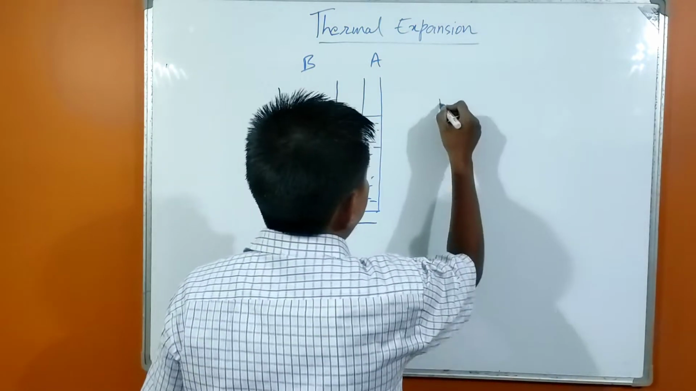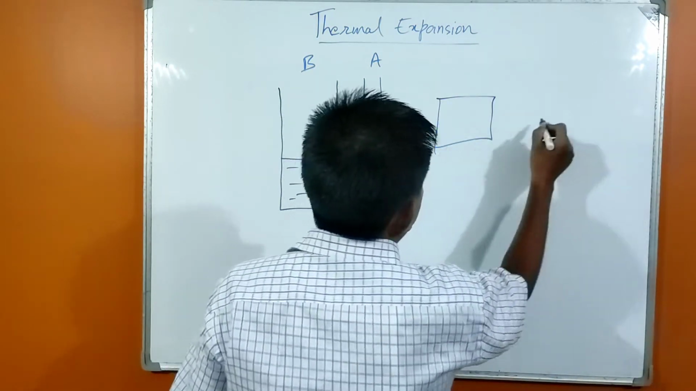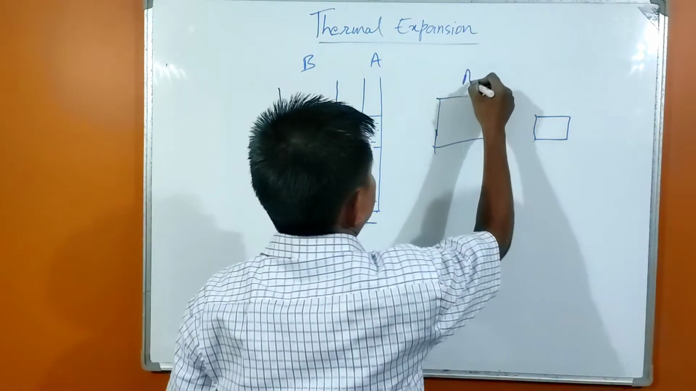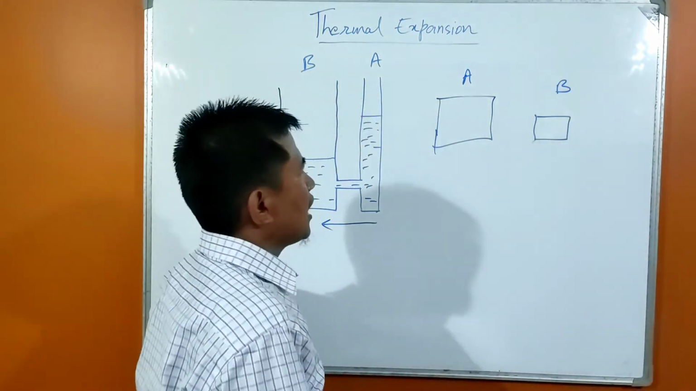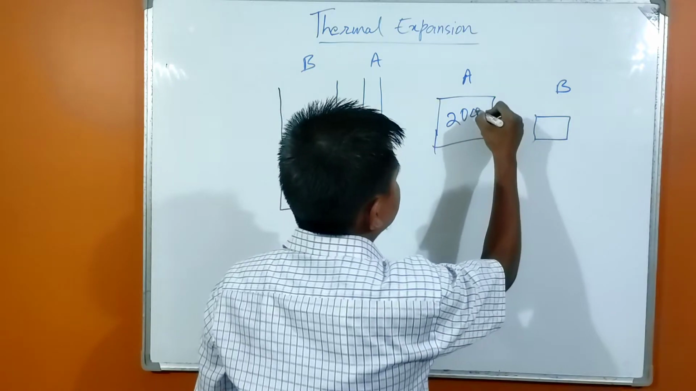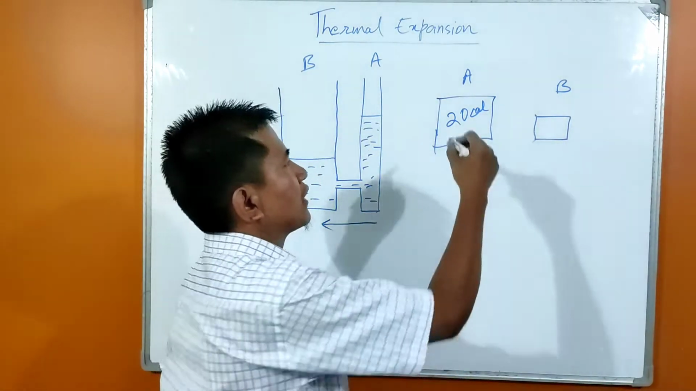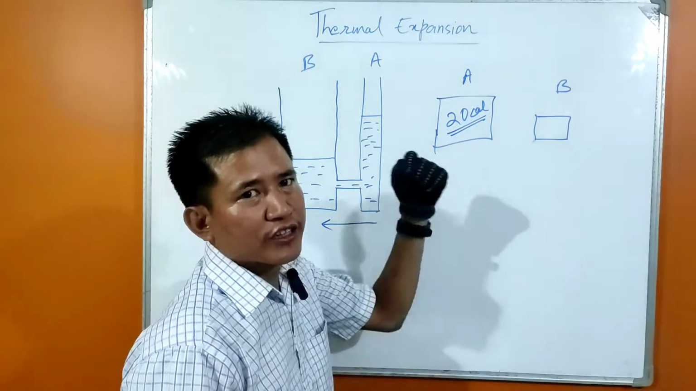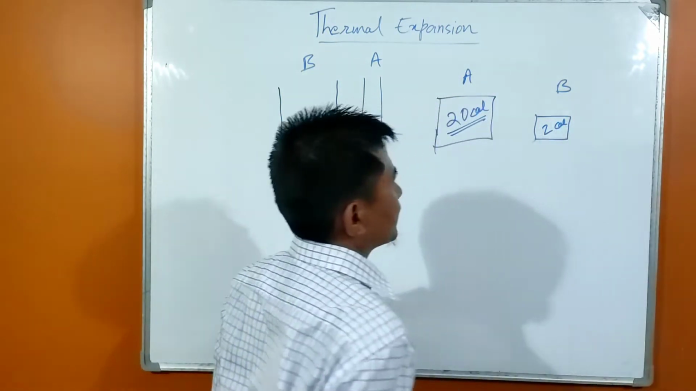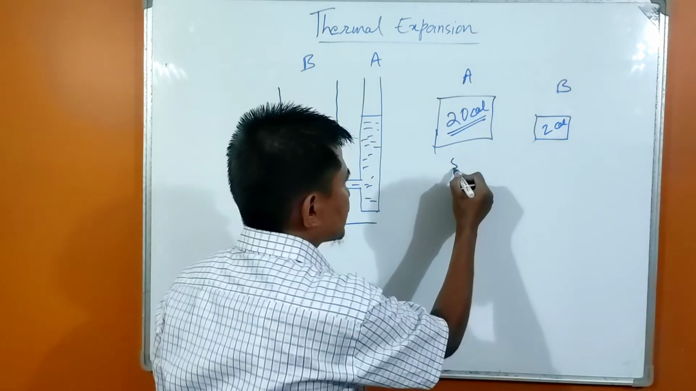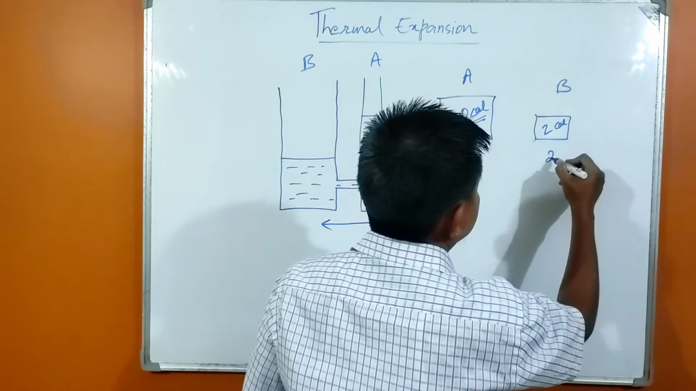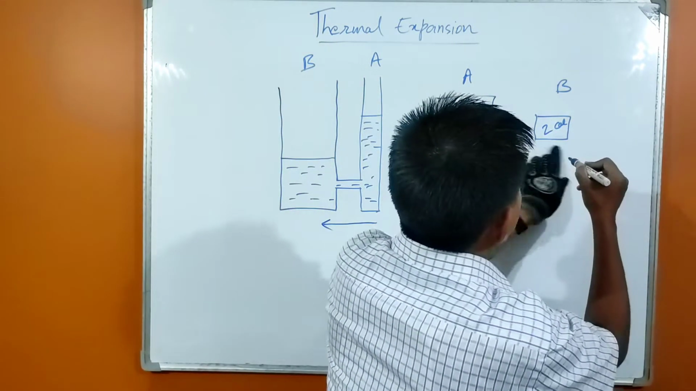Let me give you an example. These are two bodies. Let me consider this is body A and this is body B. Let us assume this body has 20 calories of heat. The heat energy in this body is 20 calories and the heat energy in this body is 2 calories only. The temperature of this body is 5 degrees Celsius. I am just assuming it. The temperature of this body is 20 degrees Celsius.